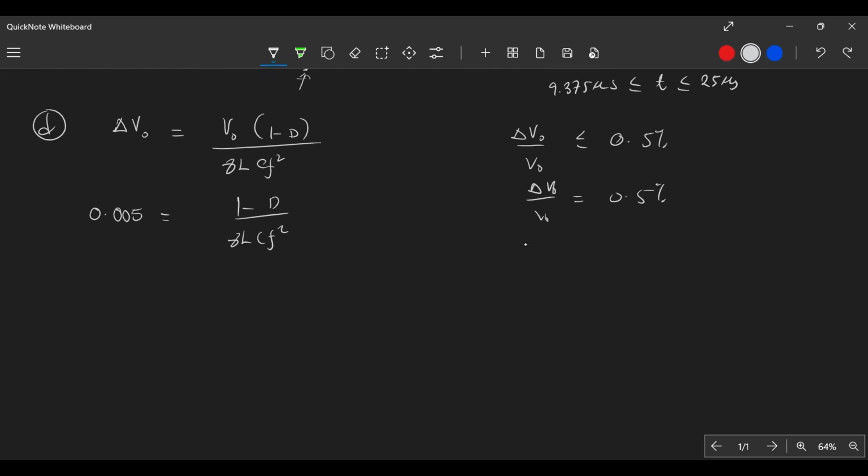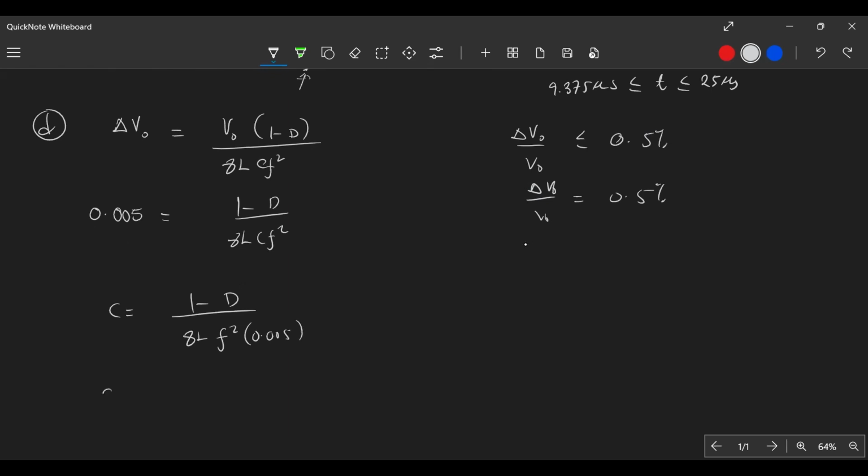Okay, so I'm solving for f, of course. Oh, sorry, I'm solving for C. So the capacitance is equal to (1 minus duty cycle) divided by 8L f squared times 0.005, right?